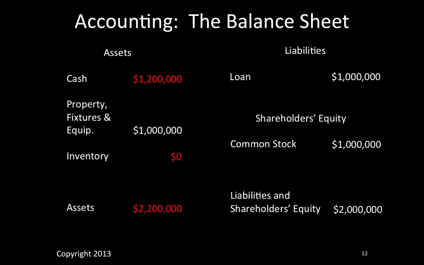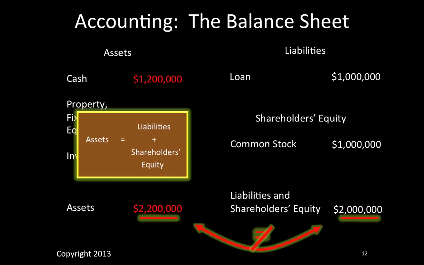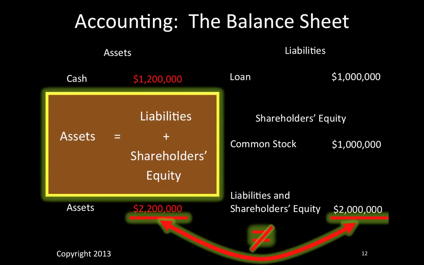We've made the necessary changes to the asset side of the balance sheet, but our balance sheet does not comply with the fundamental equation. Assets equal liabilities plus shareholders' equity. Assets equal $2.2 million, but liabilities and shareholders' equity equal only $2 million. To comply with the fundamental equation, we need to make an adjustment to liabilities and shareholders' equity.